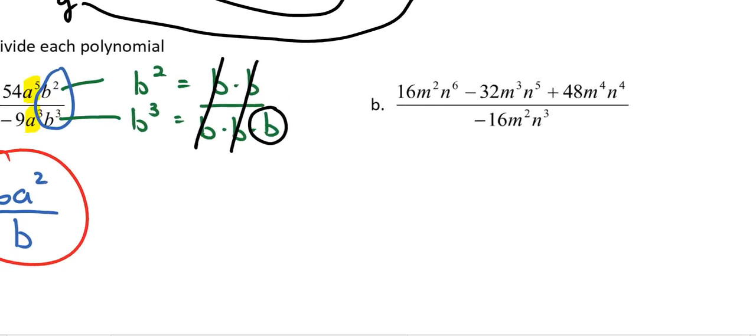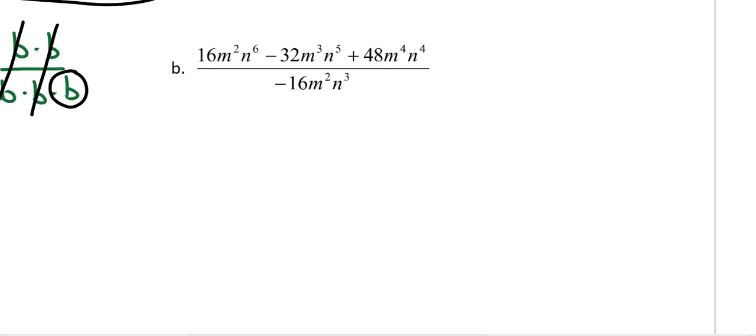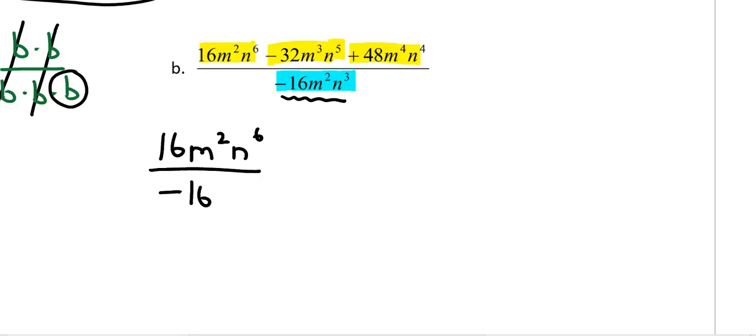Okay, let's move on to the next one here. Question number B. All right, so I noticed that on the numerator I have 3 terms, 1, 2, and 3, and then I have 1 term on the denominator. Okay, so a quick way to get this problem going is you can take this blue denominator and divide it into each individual numerator piece. So the first numerator piece is 16m squared n to the power 6. I can divide that by -16 m squared n cubed.